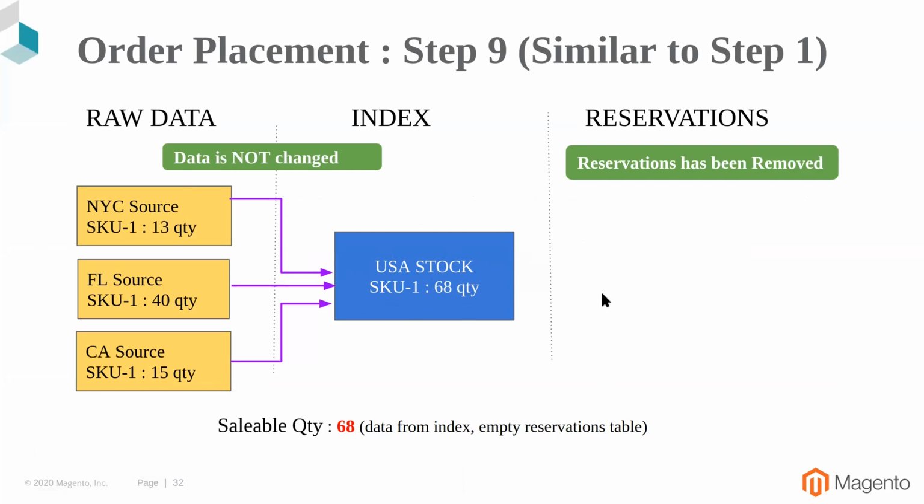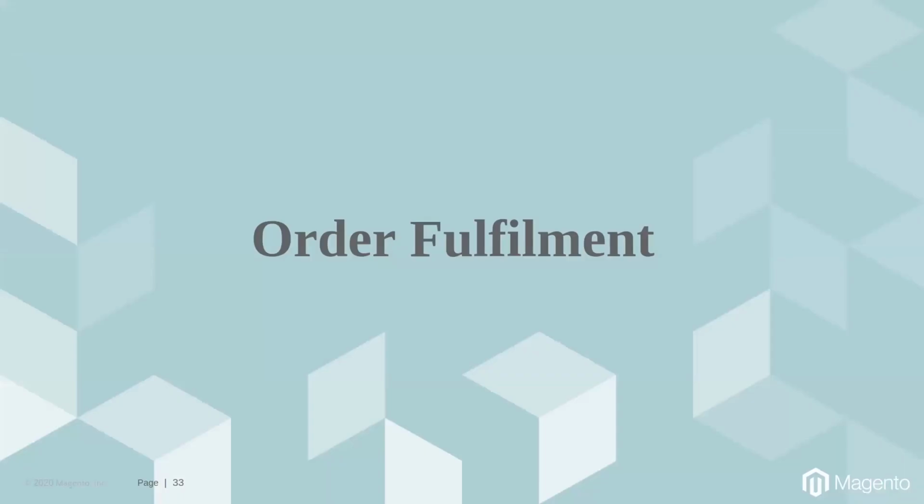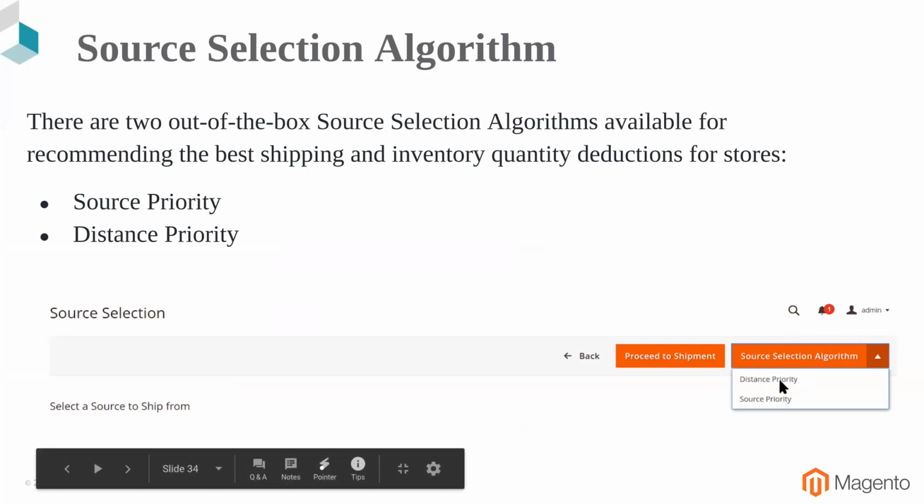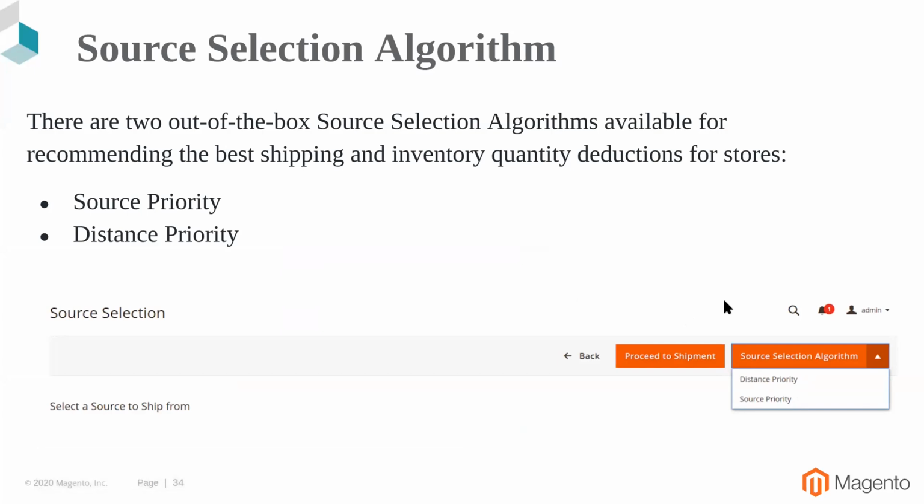Now we'll see how order fulfillment happens from the Magento end. For order fulfillment, the source selection algorithm was introduced for MSI. There are two out-of-the-box source selection algorithms available: one is source priority and the other is distance priority. When the admin clicks on ship, he can go to the screen and select between these two algorithms. We'll see how to configure the source priority algorithm first.